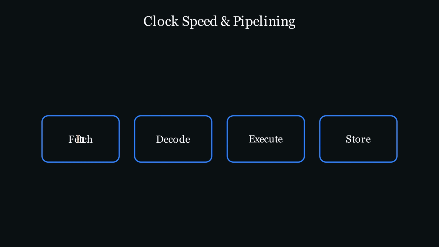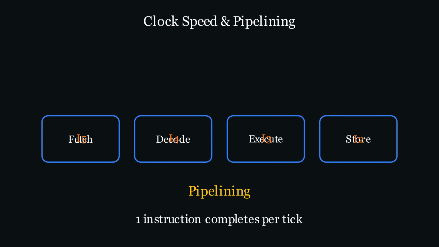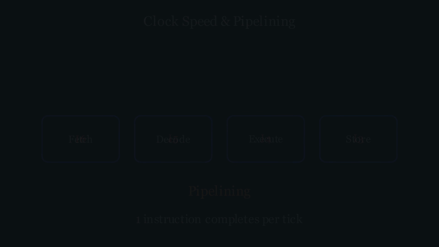Modern CPUs don't wait for one instruction to fully finish before starting the next. They overlap several at once, a trick called pipelining. It's the same idea as an assembly line. Even though one instruction still takes several steps, a new one can start every single tick.